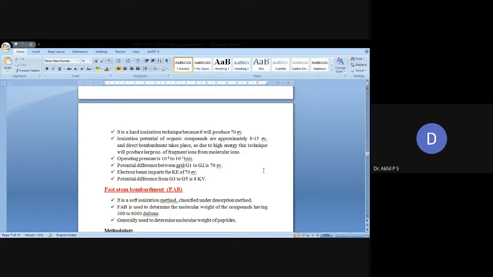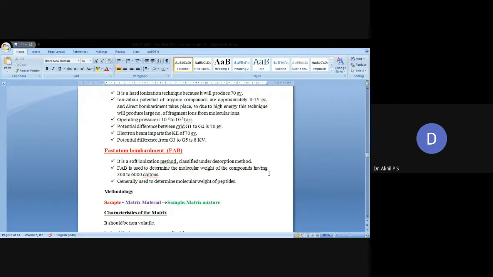Operating pressure is 10 raised to minus 6 to 10 raised to minus 5 torr. Potential difference between grid G1 and G2 is 70 electron volts. The electron beam imparts a kinetic energy of 70 electron volts. Potential difference from G3 to G5 is 8 kilovolts.